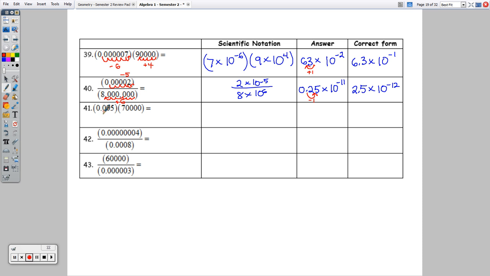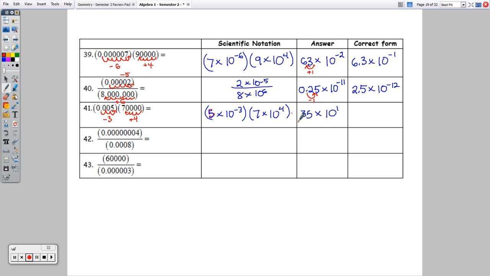For 41, moving it 1, 2, 3 spots, moving to the right, we're going to subtract from the power. Move it 1, 2, 3, 4 spots there, moving to the left, we're going to add to the power. This is 5 times 10 to the negative 3. And this is 7 times 10 to the 4th. And then 5 times 7, that's going to be 35. And then we add those powers right there. This would be times 10 to the 1st.